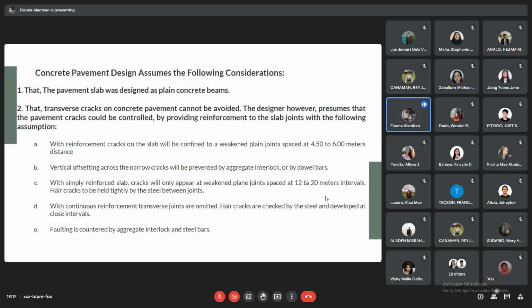Second is vertical offsetting across the narrow cracks will be prevented by aggregate interlock or by dowel bars. Third, with simply reinforced slab, cracks will only appear at weakened plane joints space at 12 to 20 meters interval. Hair cracks to be held tightly by the steel between joints. Fourth, with continuous reinforcement, transverse joints are omitted. Hair cracks are checked by the steel and develop at the close interval. Lastly, faulting is countered by aggregate interlock and steel bars.